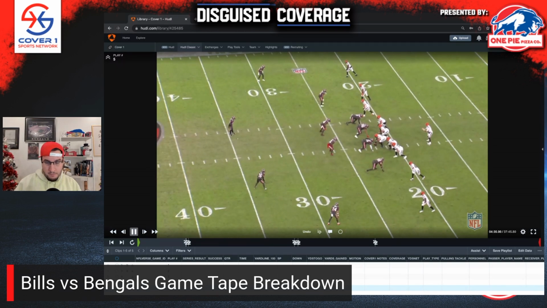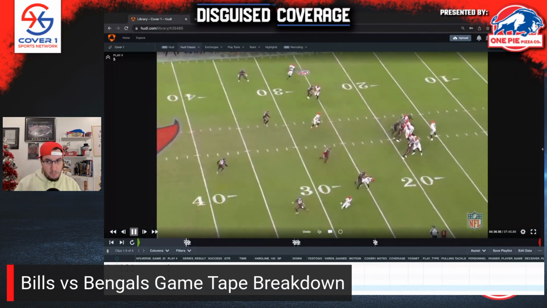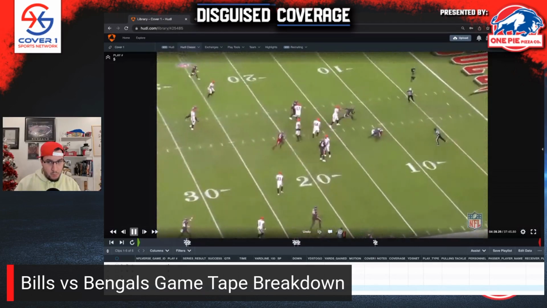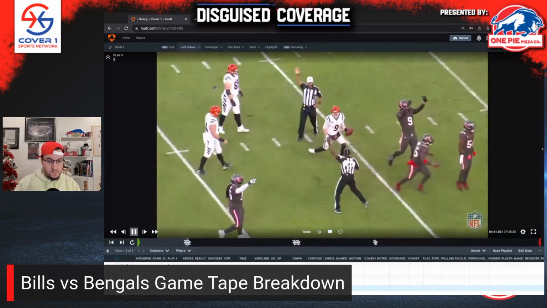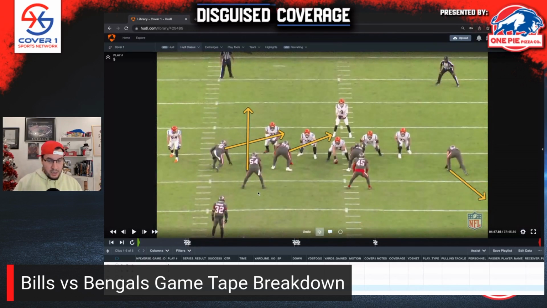So we'll watch on this snap. Watch David. Loops right around. Bang. Nails Burrow. Ball pops out. Burrow gets back on it. But that's a good play. And again, I have it highlighted.